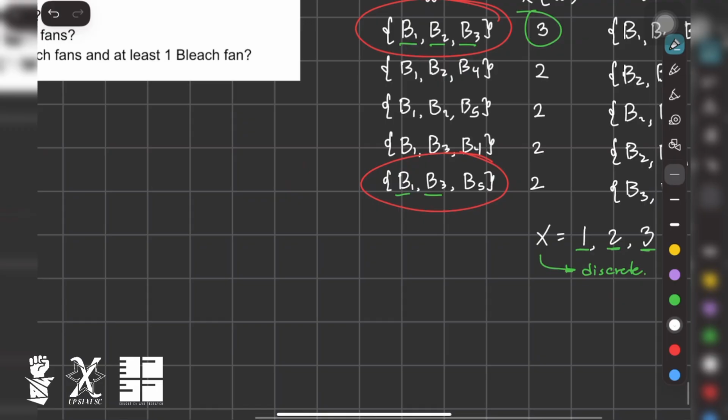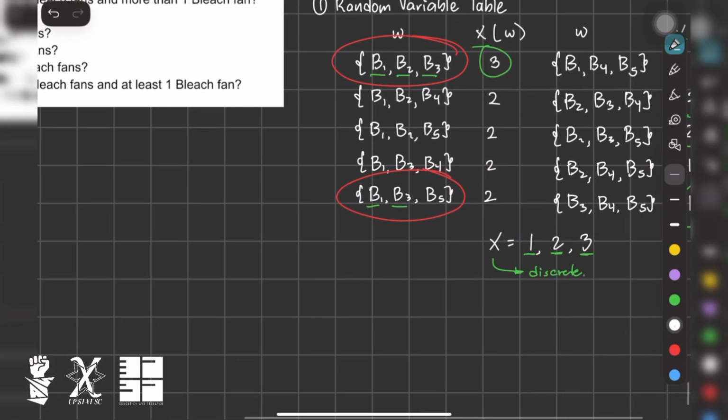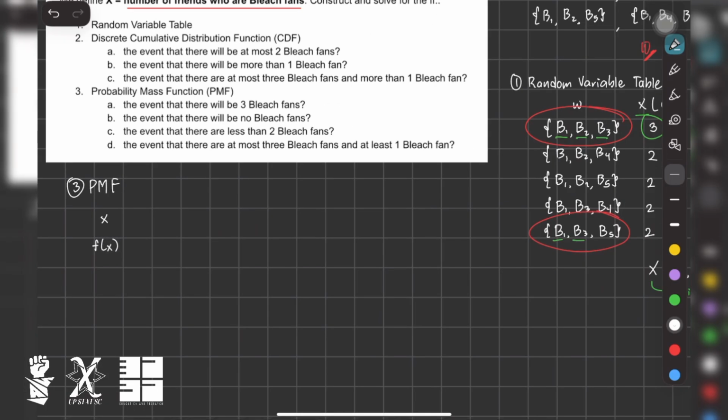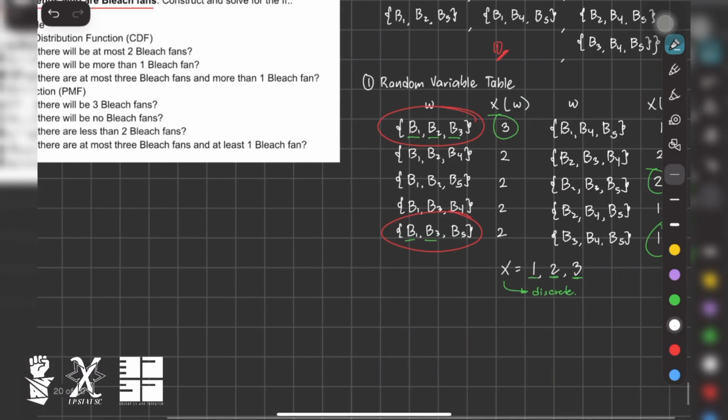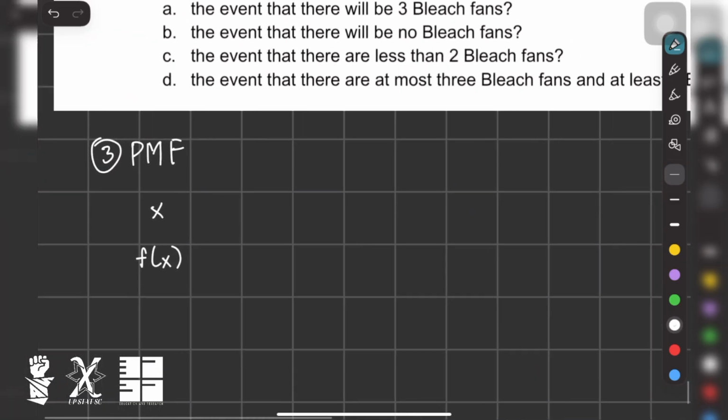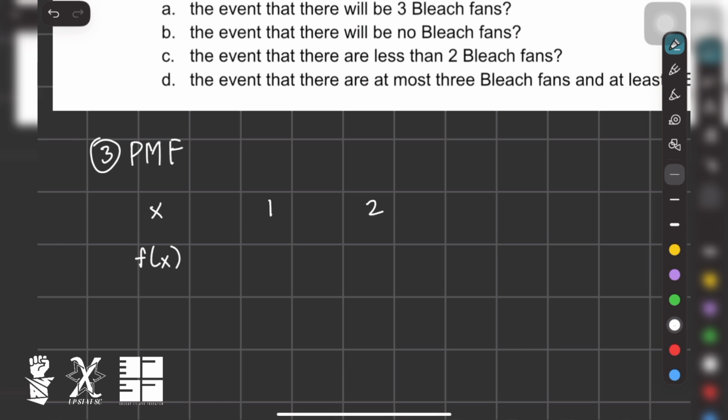Now, as we move on, we shall solve for the probability mass function first. So, how do we solve for the probability mass function? Let's write that down first. So this is the probability mass function. We will label the table with x and f of x. Note, the probability mass function uses your small x. So again, what are the values of your small x? These are the values that your big X takes up. So that again is 1, 2, and 3. Let's put that down here in your probability mass function.